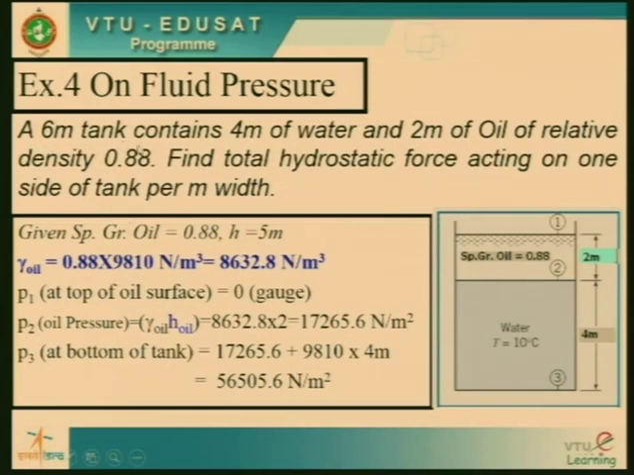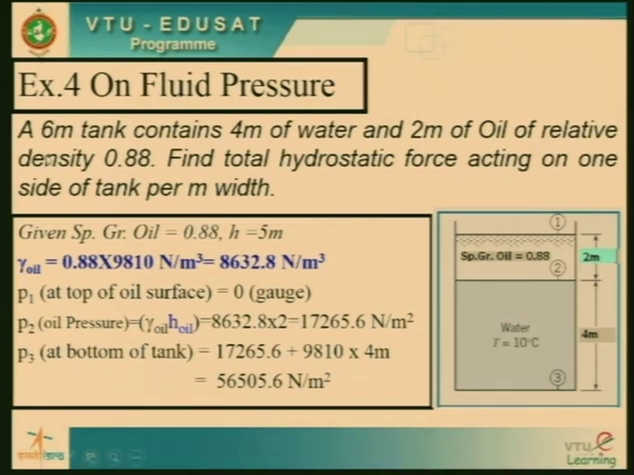Okay. Let us take one more problem on the same line. A 6 meter tank contains 4 meter of water and 2 meter of oil of relative density 0.88. Don't get scared. Relative density is nothing but specific gravity. Relative means we are comparing. So relative density means specific gravity. Find the total hydrostatic force acting on one side of the tank per meter width. So he is asking you what is the force, pressure on the one side.